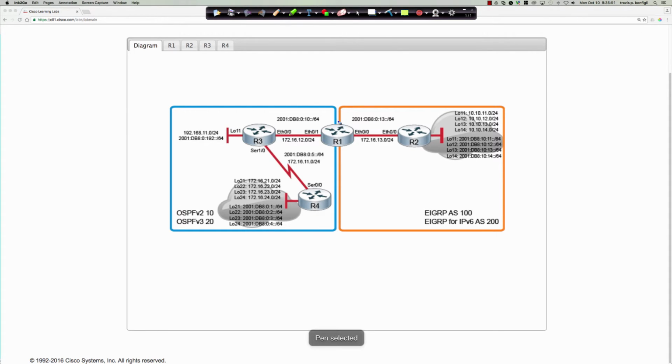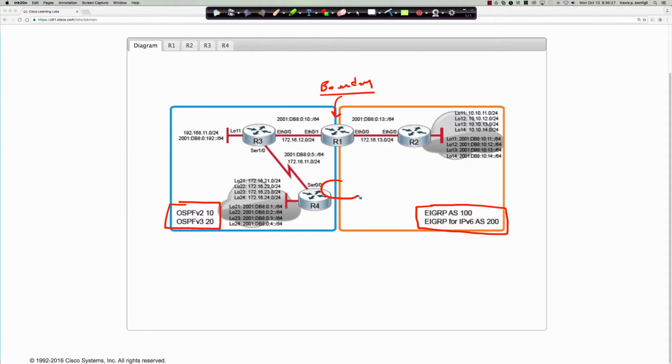You can see that router 1 is definitely a boundary router. It's got OSPFv2 and v3 networks over here to the left, and it has EIGRP v4 and EIGRP v6 networks over here to the right. This is going to be a single point of redistribution, so in this scenario we really aren't at risk of routing loops.